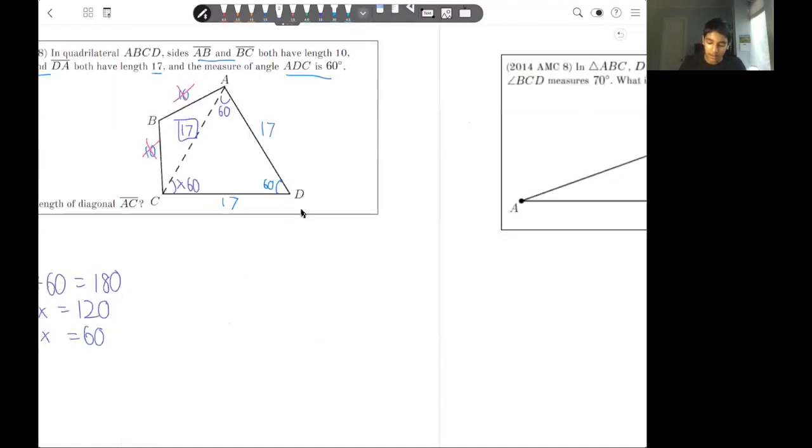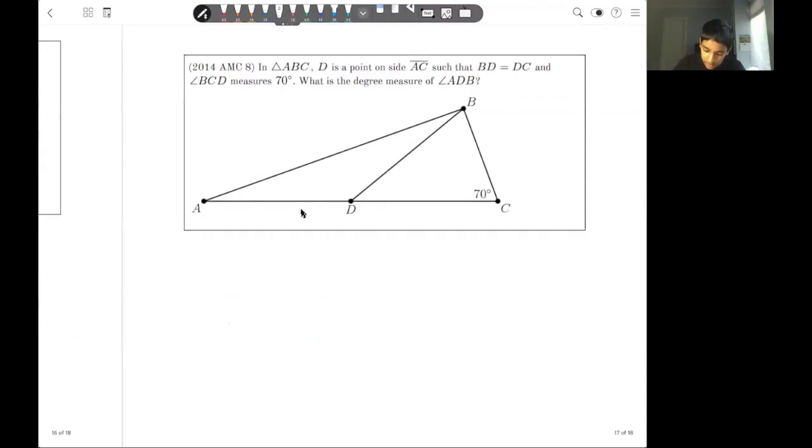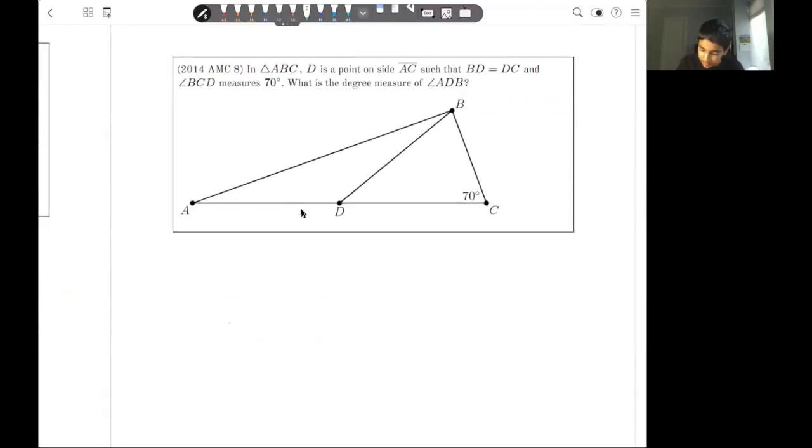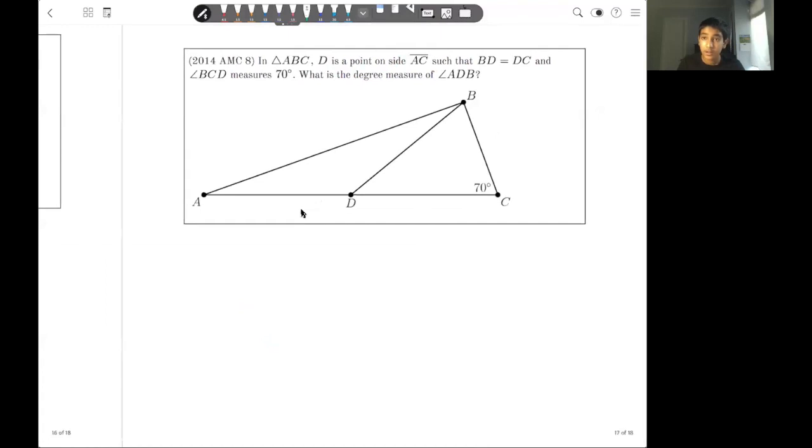Okay, let's move on to the next problem. This is a little bit harder problem. So we have triangle ABC. D is a point on side AC such that BD equals DC. These two lengths are equal. And angle BCD is 70 degrees.